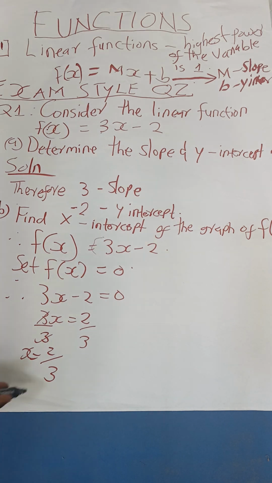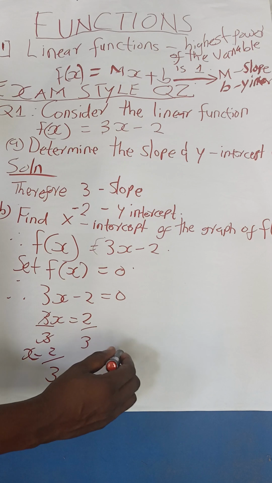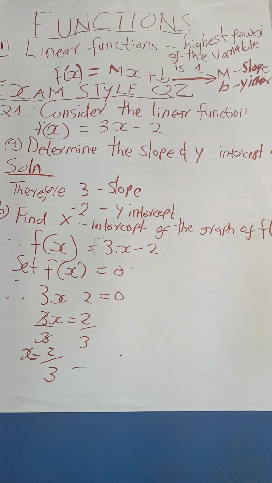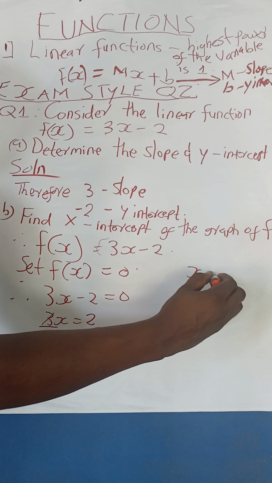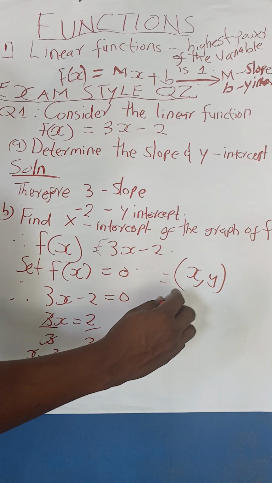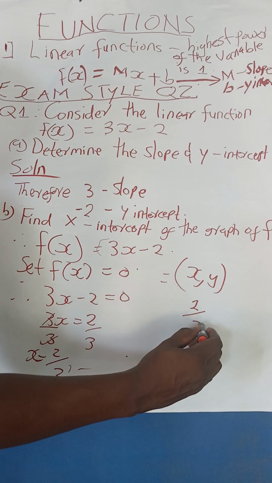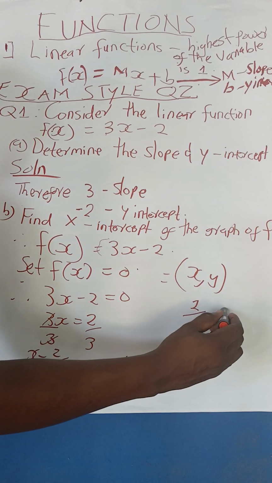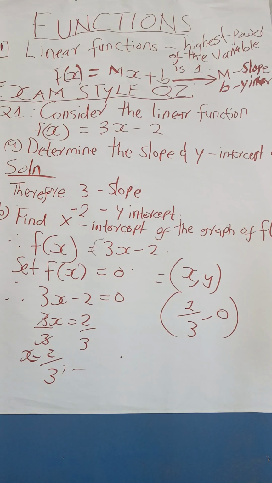Good. In short, this is the x-intercept. In case I'm drawing the graph, remember, on every graph we are always given x, y. I was determining the x-intercept, so now that I have the value of x as 2/3, it will be 2/3, 0.